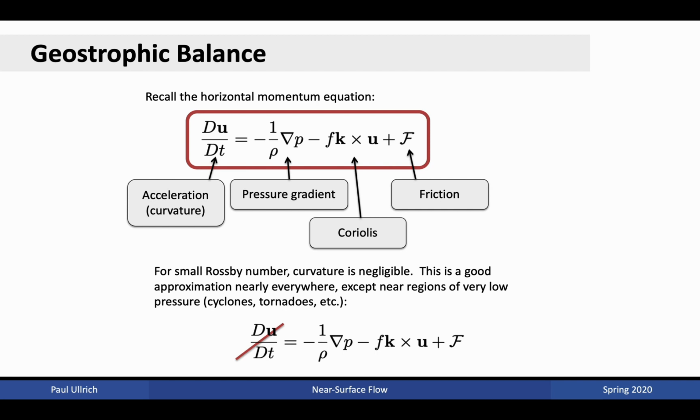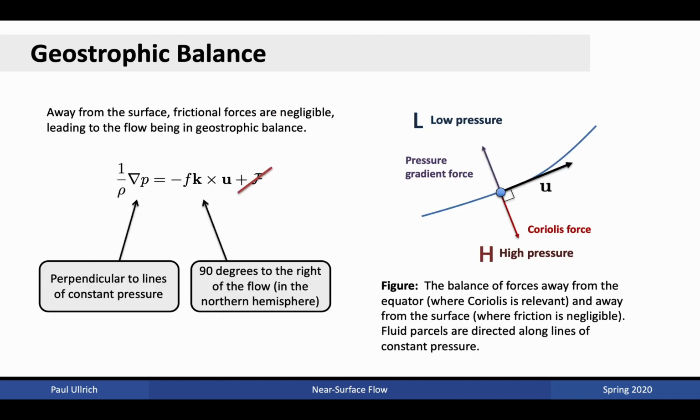For small Rossby number, as in the case for most atmospheric flows, the curvature is negligible. That is, it accounts for approximately 10% of the total velocity in the atmosphere, and so we'll consider it to be small for this theoretical investigation. This is a good approximation nearly everywhere, except for near regions of very low pressure where you have very strong curvature associated with the flow, including tropical cyclones or tornadoes. In this case, we're going to neglect then the Lagrangian rate of change of the velocity and assume that the flow exists as a balance between pressure gradient, Coriolis, and frictional forces.